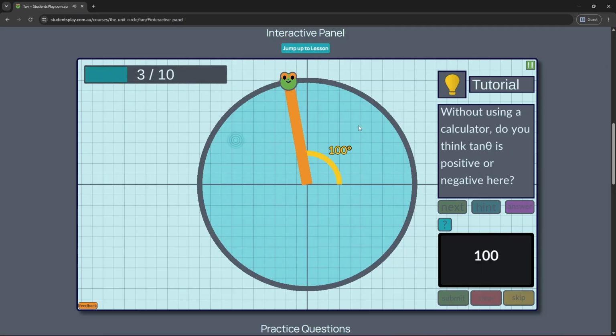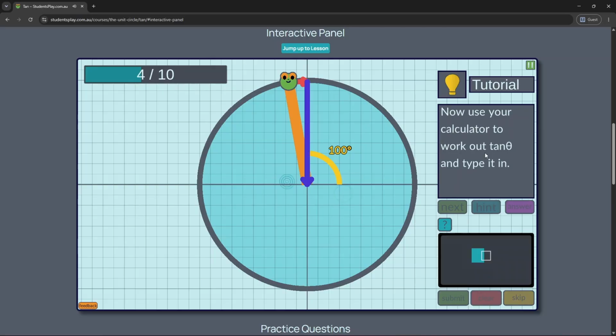Without using a calculator, do you think tan theta is positive or negative here? Well, it looks like it goes upwards, right? So it should be positive, but remember that we have to have a standard way of looking at gradients, otherwise it gets confusing. And so we always think about, we start on the left and we run to the right, and then do we have to go up or down? We have to go down. So we'd have to rise negatively. So it'll be negative. It's negative because as we run from left to right, we rise negatively. Okay.